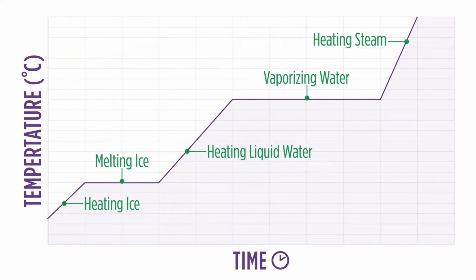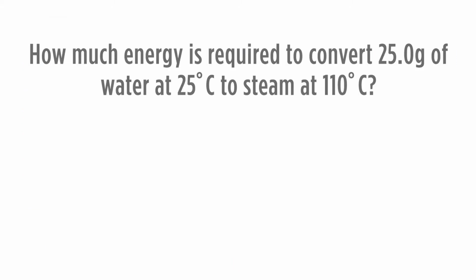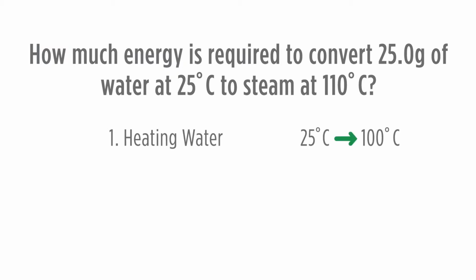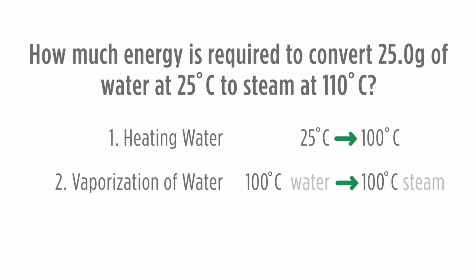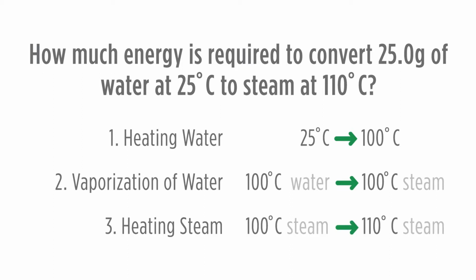Let's look at a simple problem. How much energy is required to convert 25.0 grams of water at 25 degrees Celsius to steam at 110 degrees Celsius? We can break this one into 3 steps. First, heating of the water, 25 degrees Celsius to 100 degrees Celsius water. Vaporization of water, 100 degrees Celsius water to 100 degrees Celsius steam. And then the heating of the steam, 100 degrees Celsius steam to 110 degrees Celsius steam.